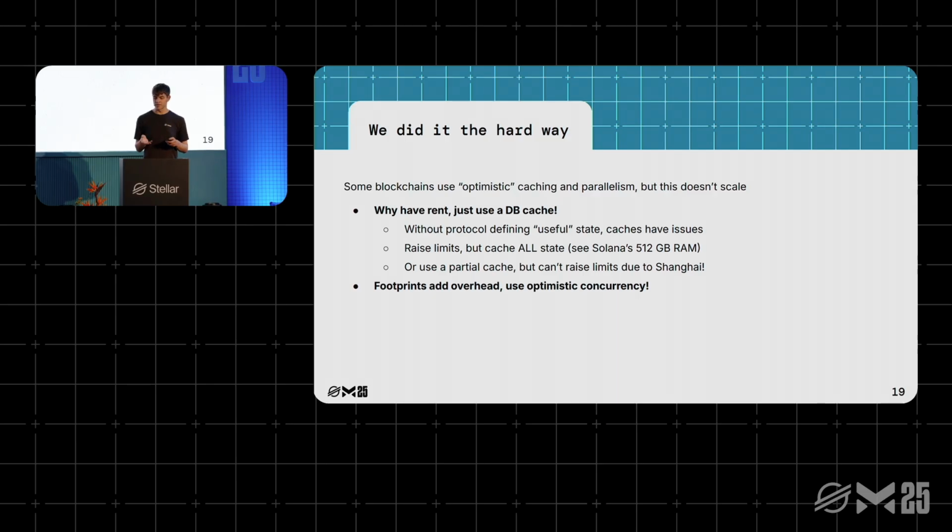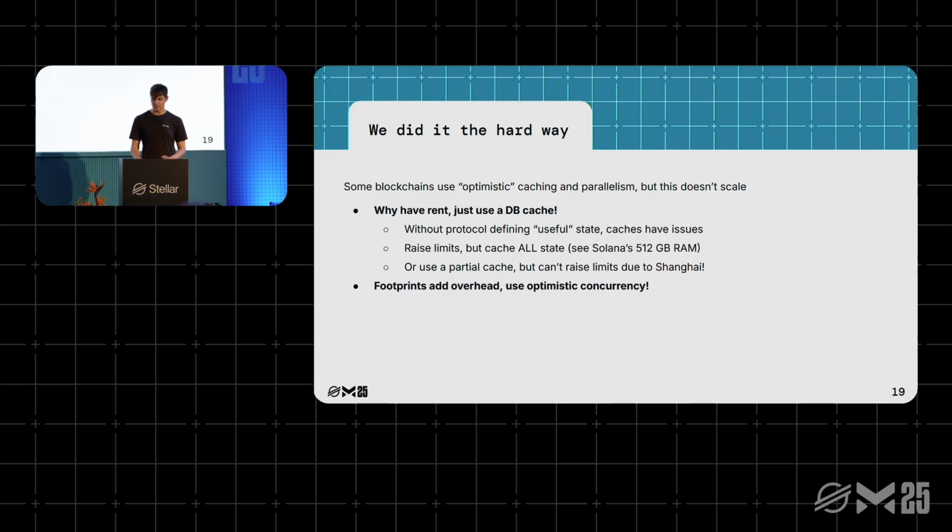Why do we have footprints? They add overhead to the transactions. They make them larger and more expensive. There's also this annoying pre-flight or prefetching or simulation step where you have to pre-flight a transaction in order to determine what keys it will touch. This adds friction to the process.